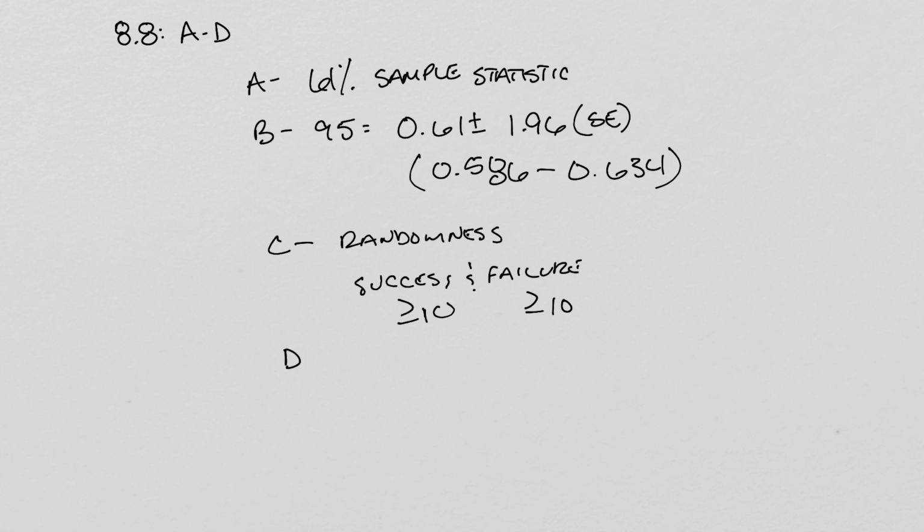And then for D, the interval is above 50%, suggesting that with 95% confidence the true population proportion of Americans who think marijuana should be legalized is greater than 50%. Right?